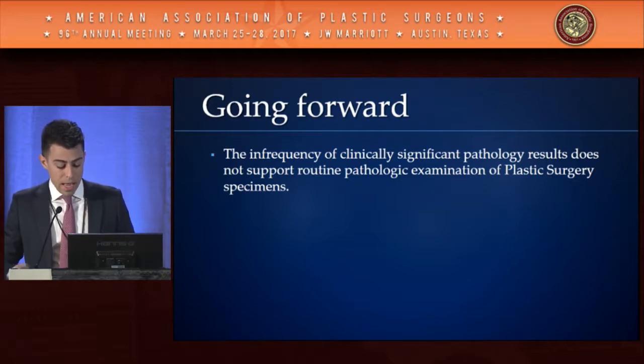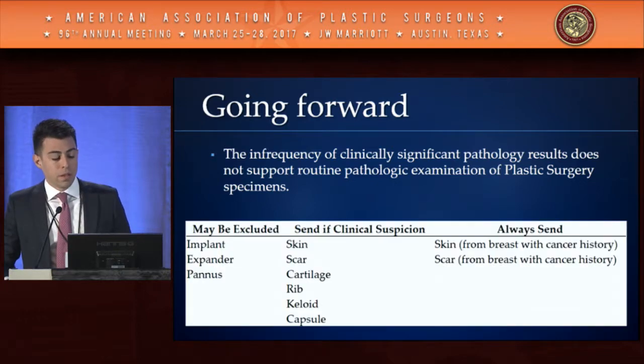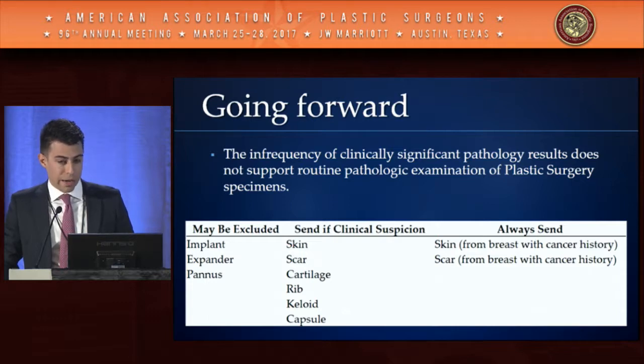So based on this data, we categorized specimens into 3 separate categories. The first category is specimens that may be excluded from pathologic examination. And this includes things like implants, tissue expanders, and panni from panniculectomies. The second category is the broadest category, and these are specimens that should be sent if there's clinical suspicion. And this includes things like skin, scar, cartilage, rib, keloid, and breast capsule.